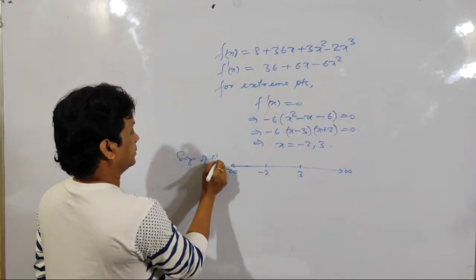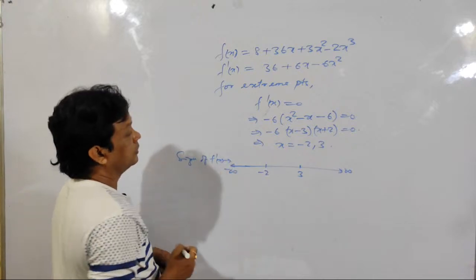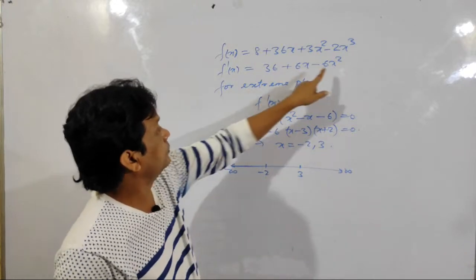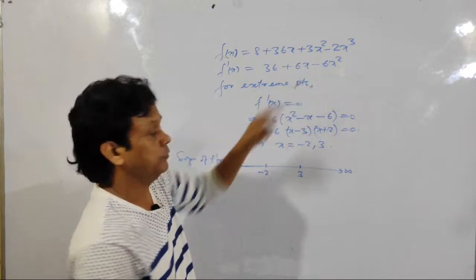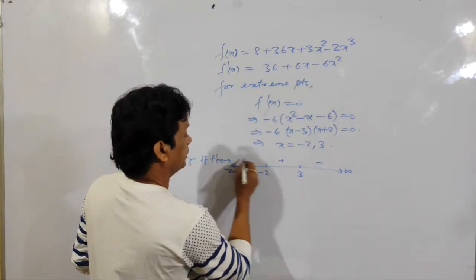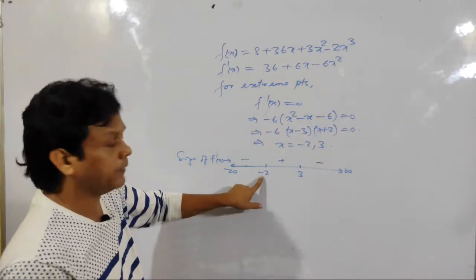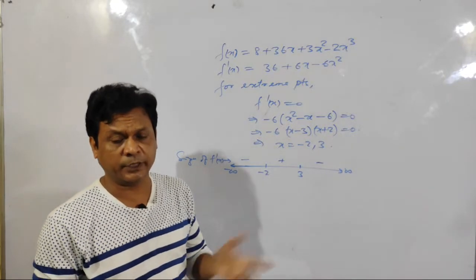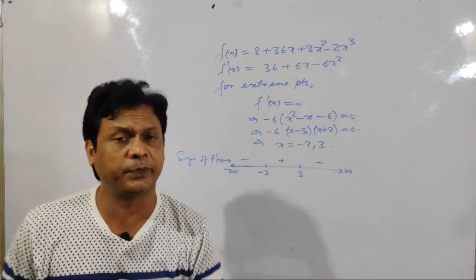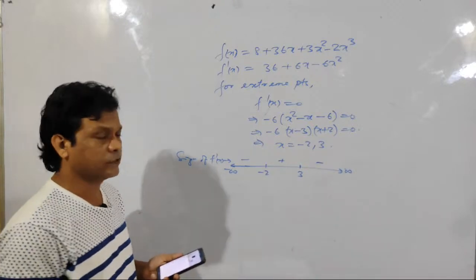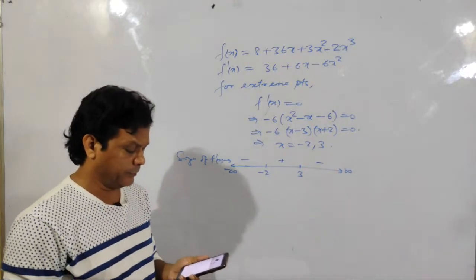Sign of f dash x. Here the sign of x square is negative. So negative, positive, negative. And here at minus 2, tell me whether maxima or minima will be obtained. Who can tell me? At x equal to minus 2, whether maxima or minima will be obtained.